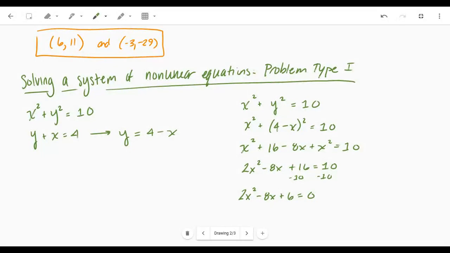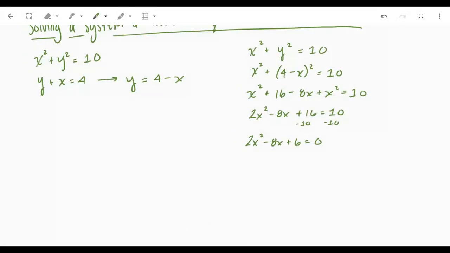Now what we can do here, before we factor it, they're all even numbers, so we can divide by 2. Okay, and now we can factor. So we can do x minus 3, x minus 1 on that one. Okay, so x equals 3 or x equals 1.